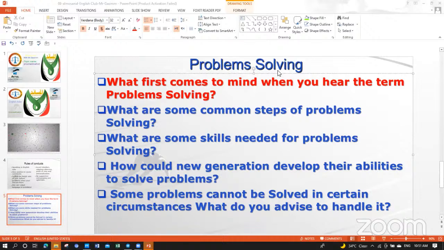What do you think of when it comes to your mind? What comes to your mind when you hear the word problem solving? Is it tools? Is it skills, interpersonal skills? Is it the problem itself? Is it the emotion? How do you feel about problem solving? What is it? Speak out your mind. We are glad to hear and discuss.